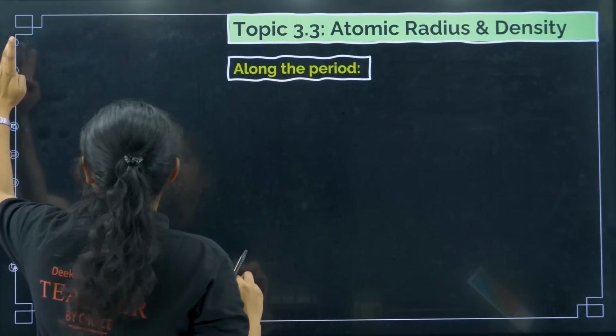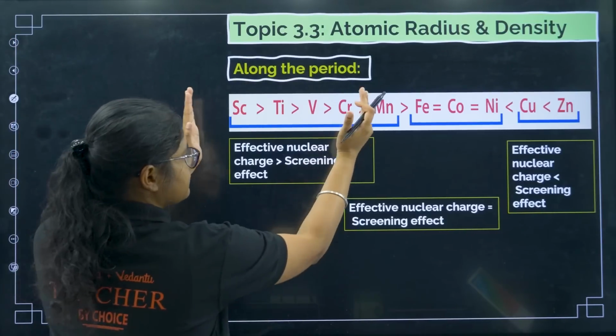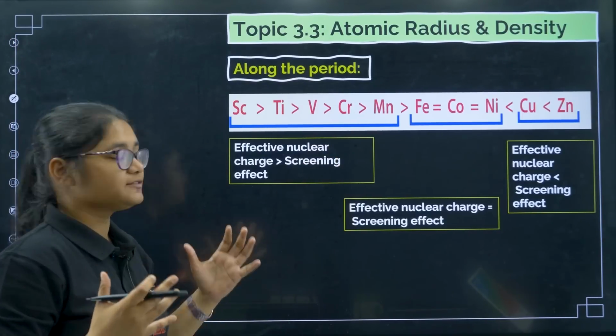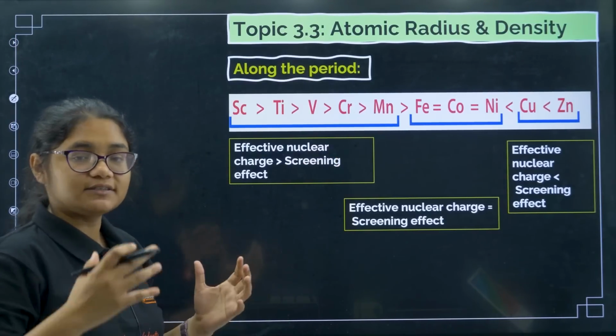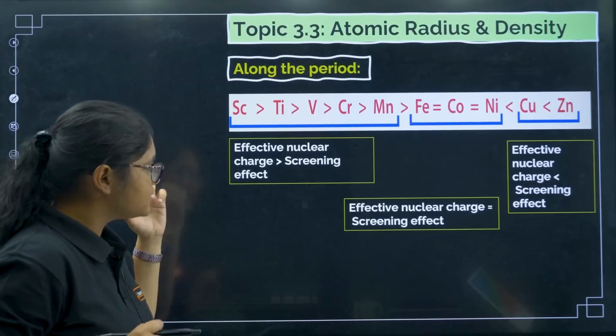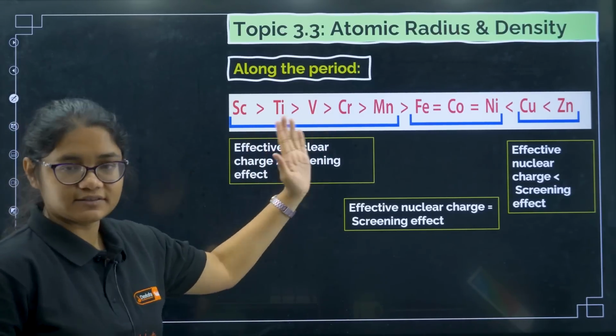Now in the first few elements, the effective nuclear charge is the dominant factor. It is dominating, and that is why the size is decreasing.